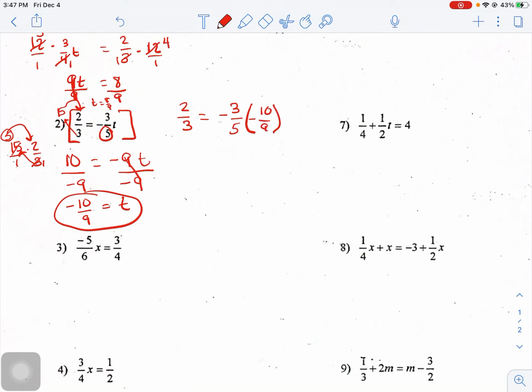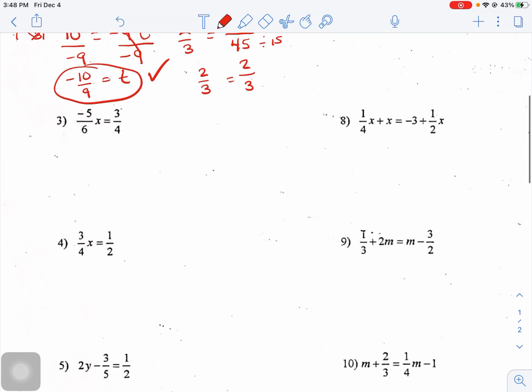And negative times negative is a positive, and then I can cross-reduce or just multiply straight across. 3 times 10 is 30, and this is 45, and they should equal each other. Well, they don't look like they equal each other now. However, if I reduce them and I think about what can go into 30 and 45 to make it simpler, both of them are divisible by 15. So 30 divided by 15 is 2. 45 divided by 15 is 3. So 2/3 equals 2/3. So I know my solution is correct.